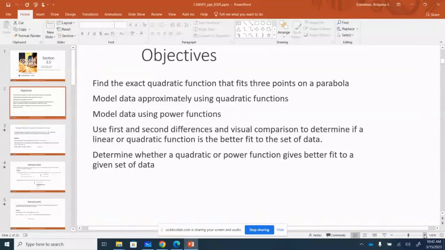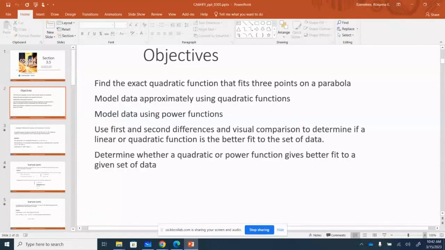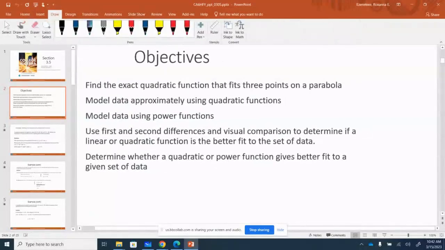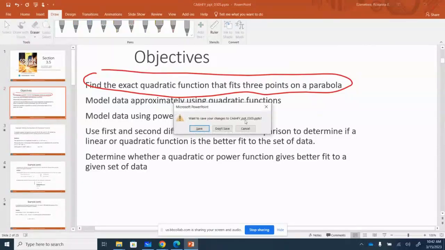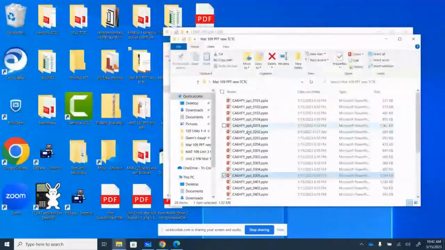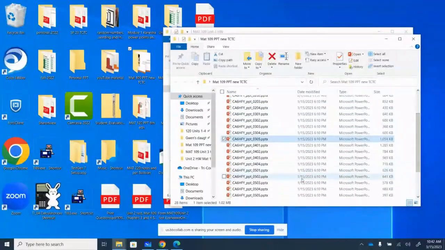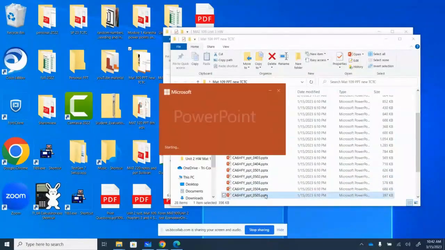Now, we already know, we're not going to be repeating what we already know. Find the exact quadratic function. We're not going to do that because we did this exact quadratic function that fits 3 points in unit 2. Model data using quadratic function. Where are we here? Oh, okay. I see why. I'm sorry. I went to 3.5 instead of 5.5. So I should be in 5.4. Forgive me for that. It should be 5.5. No wonder.